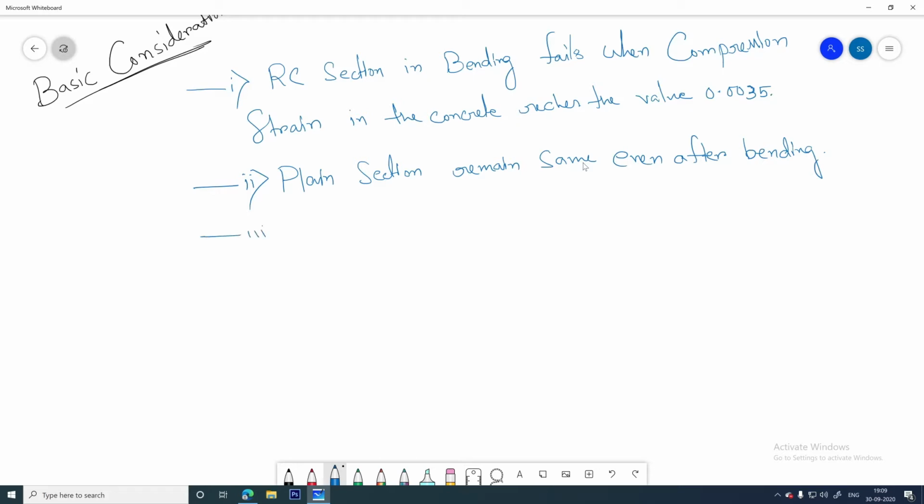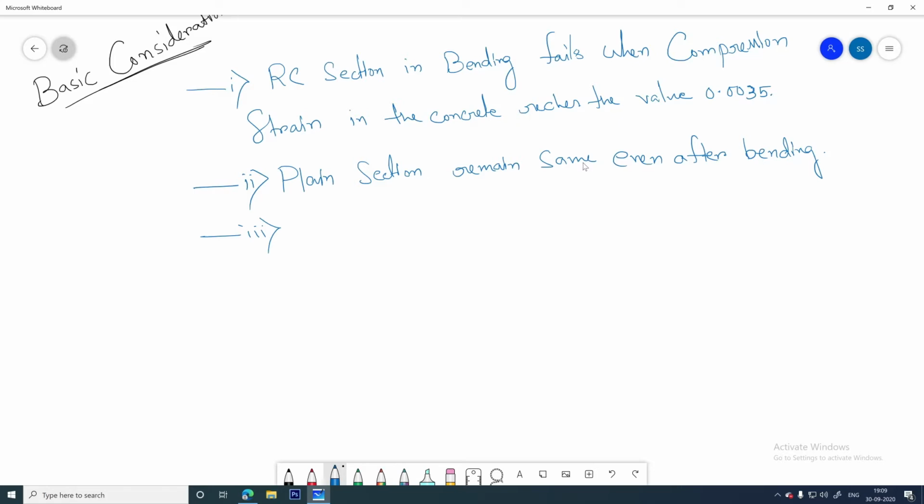And the third one: the stress at any point in steel and concrete can be taken as equal to the stress corresponding to the strain at that point of the stress-strain graph for the material. There are separate graphs given in the code, from which I need to determine the stress for the strain. In the limit state design method, strain is very important.